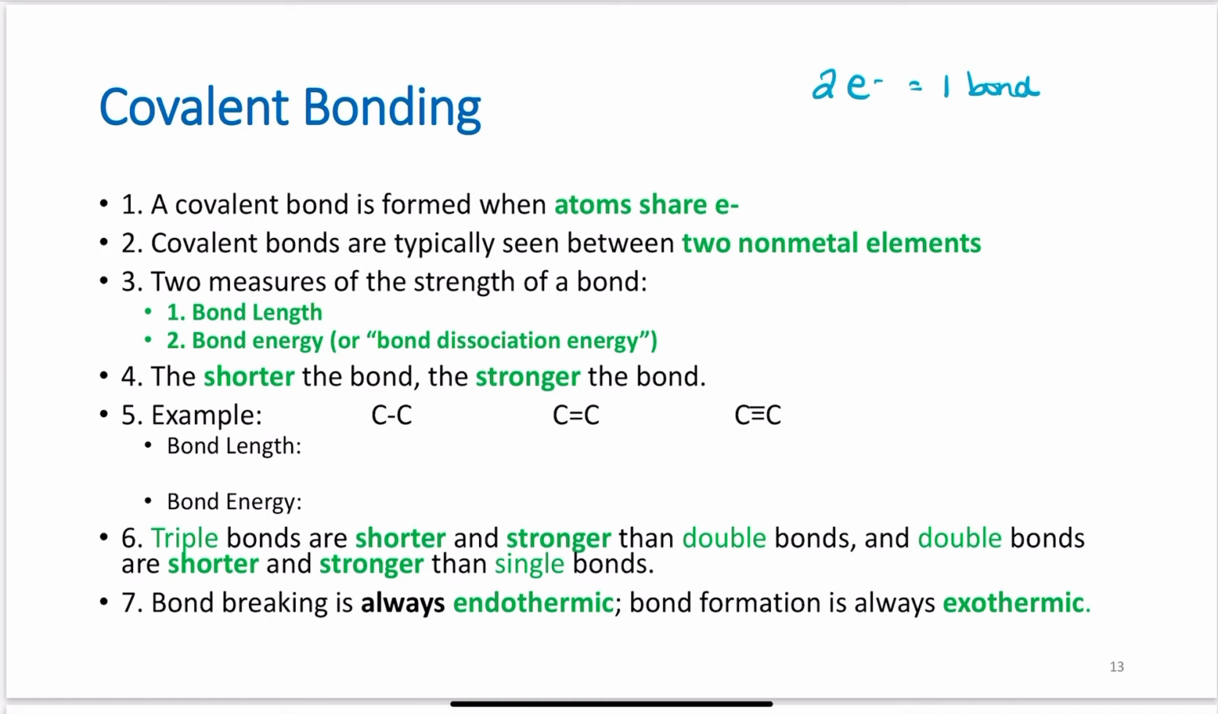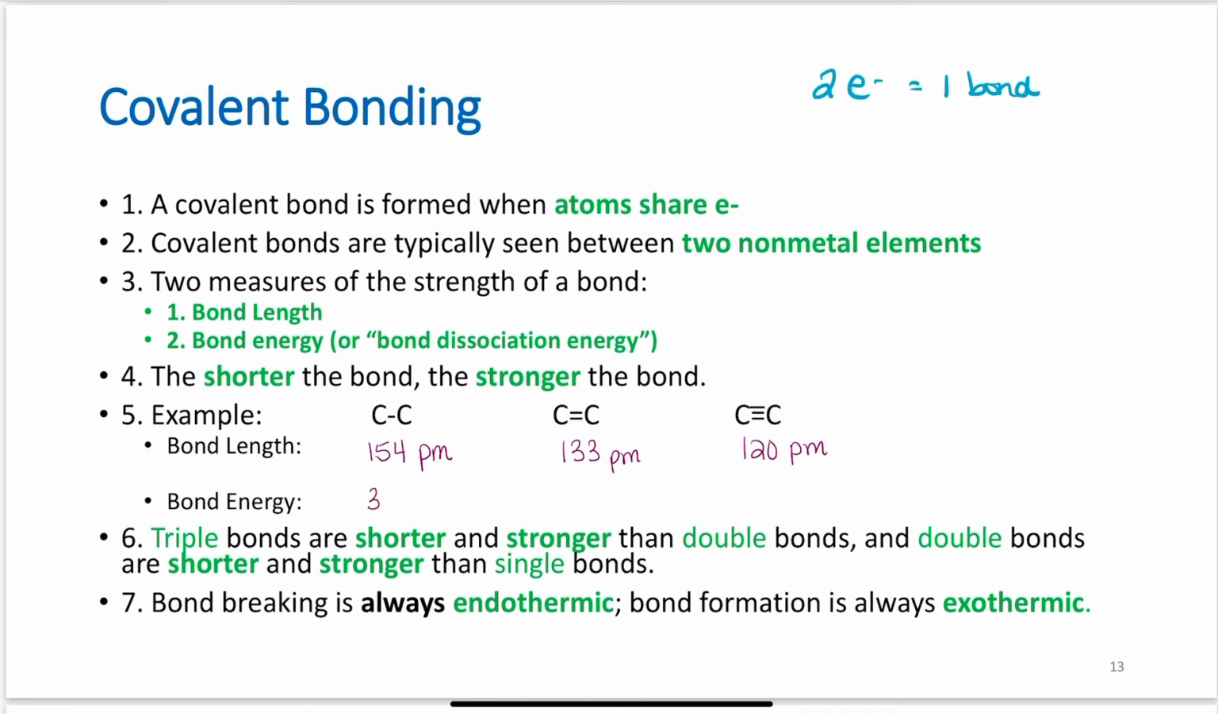The 2 measures the strength of a bond: length, and bond energy, also known as your bond dissociation energy. The shorter the bond, the stronger the bond. We will learn why in chapter 11. You are not responsible for knowing these numbers, but you are responsible for understanding that your single bonds are longer than double bonds, and double bonds are longer than triple bonds. And once we get to chapter 11, you will understand why.